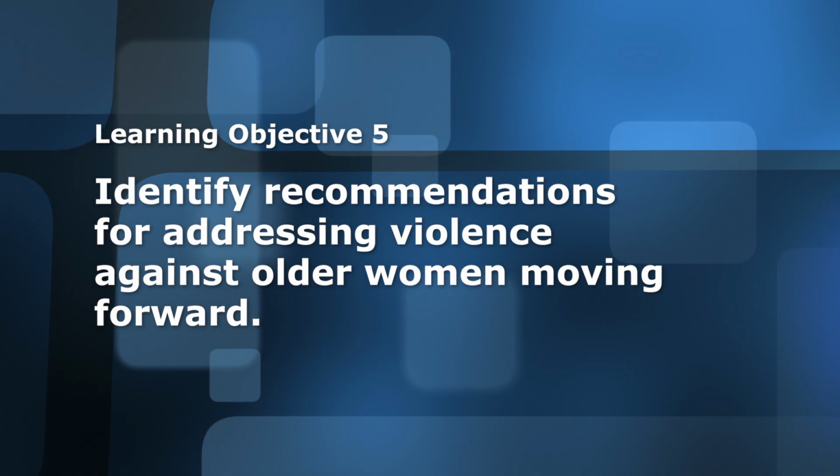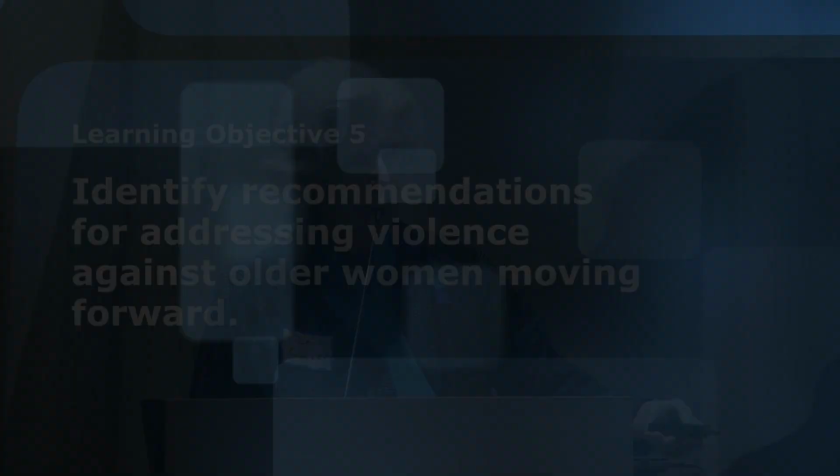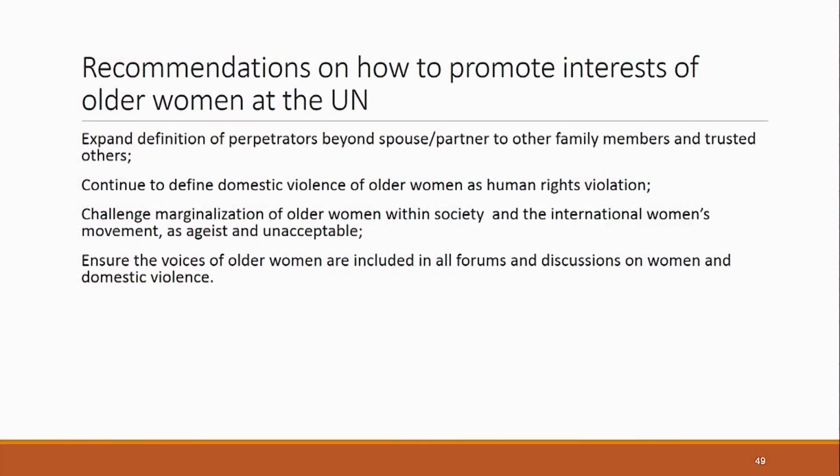Lastly, Learning Objective 5 is to identify recommendations for addressing violence against older women moving forward. So what are some recommendations on how to promote the interest of older women? And this is at the UN. We need to expand, and I would say with our governments in any country, expand the definition of perpetrators beyond spouse-partner to other family members and trusted others. Continue to define domestic violence of older women as a human rights violation. Challenge the marginalization of older women within society and within the international women's movement, because that movement was represented at UN Women, and boy, was that hard to get them to even think about older women.